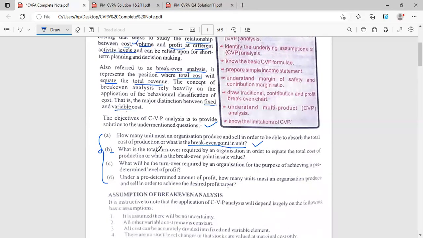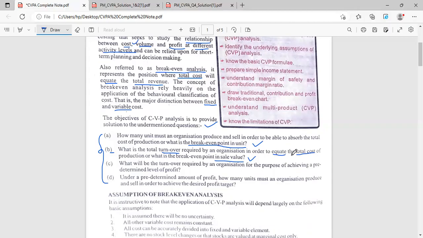B says, what is the total turnover required by an organization in order to equate the total cost of production, or what is referred to as break-even point in sales. So in break-even, we have break-even point in units and we have break-even point in value, which is also known as sales value, or in naira, since you are in Nigeria. Now, under break-even point in value, we are trying to say the total turnover. Turnover here simply means sales required by an organization in order to equate total cost with what? Of production.